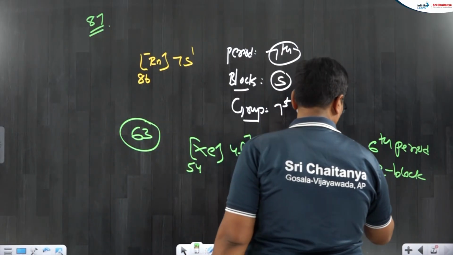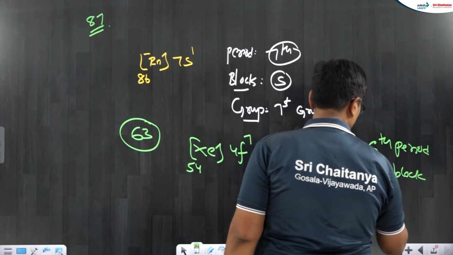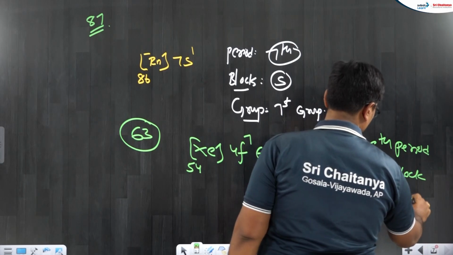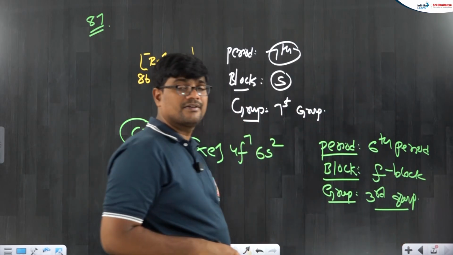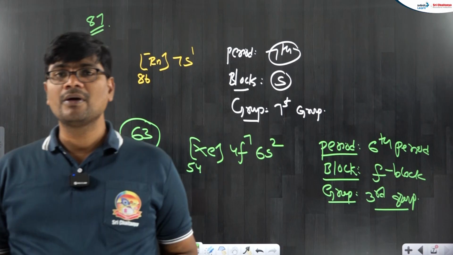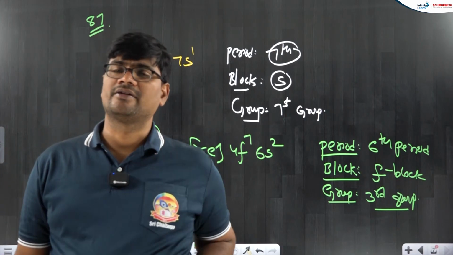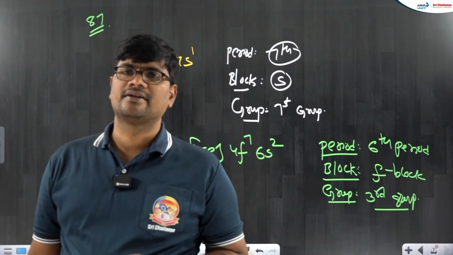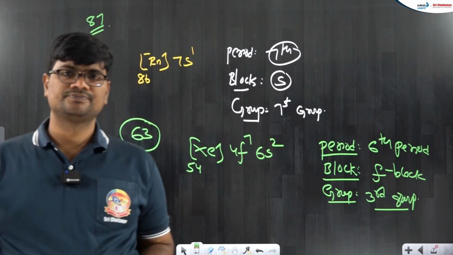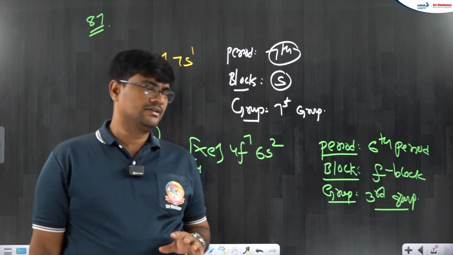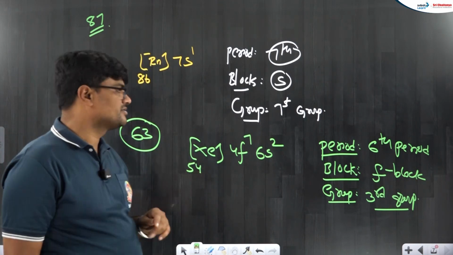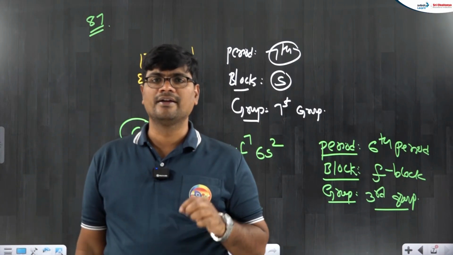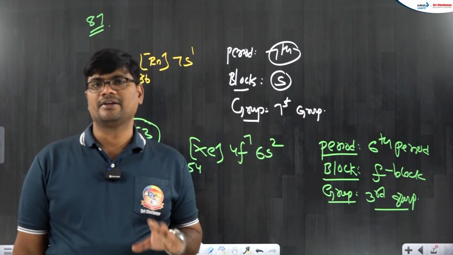Whether it is 4f block or 5f block, all lanthanides or actinides are put in only one group. What is that group? Third group. Very, very important one. All lanthanides and actinides are put in third group. That you keep in mind. So this is the prediction of position of an element in the periodic table.